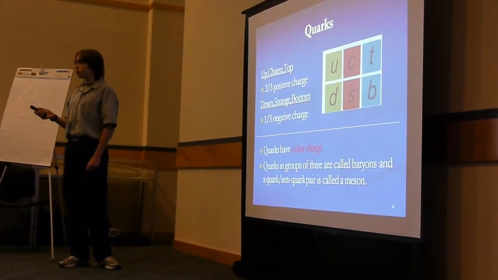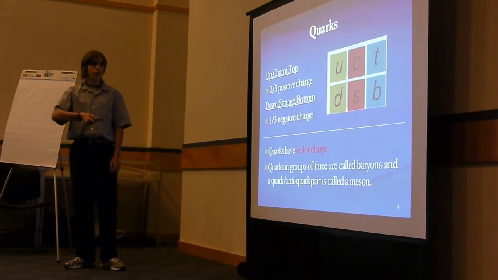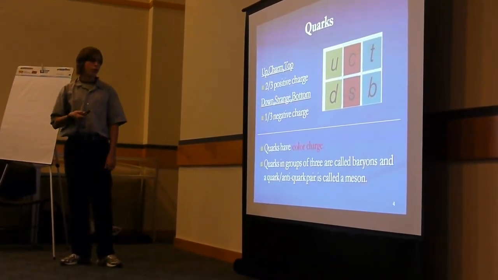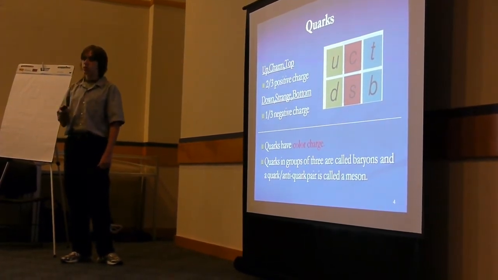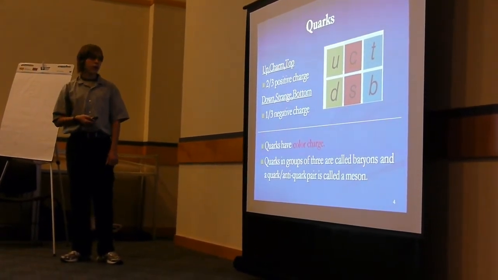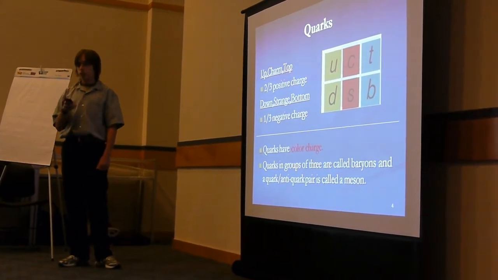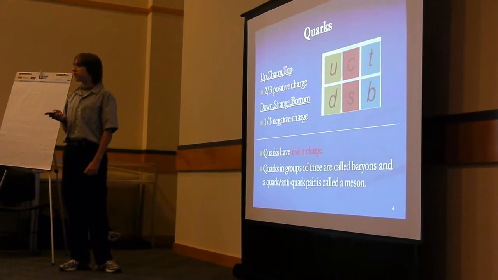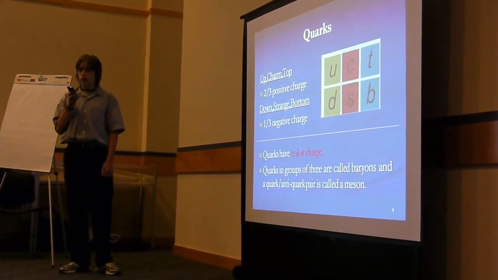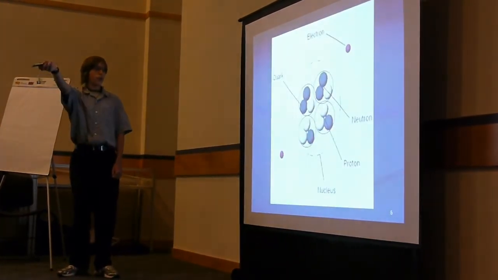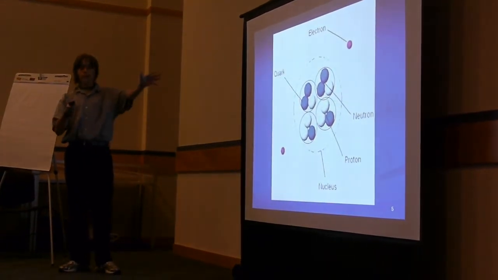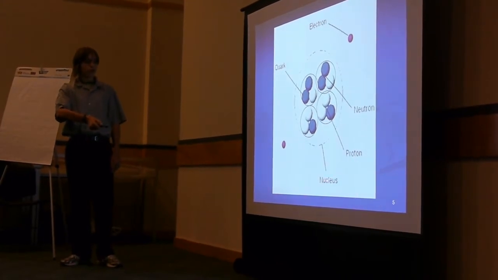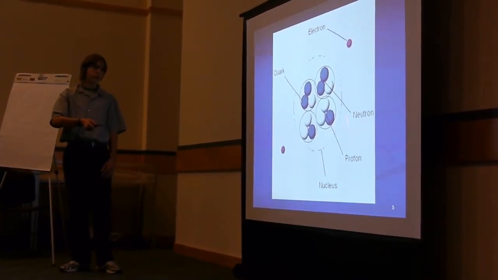Quarks have color charge, which I'll discuss in a moment. It has nothing to do with the labeling of the colors here. It's just an abstract way of describing them. Quarks in groups of 3, such as in protons and neutrons, are called baryons, and a quark-antiquark pair is called a meson. Now what is an antiquark? We've probably all heard that in science fiction or Star Trek or things like that. Well, here's a diagram. You have the neutrons, the protons, the nucleus, and inside the neutrons and the protons are quarks.